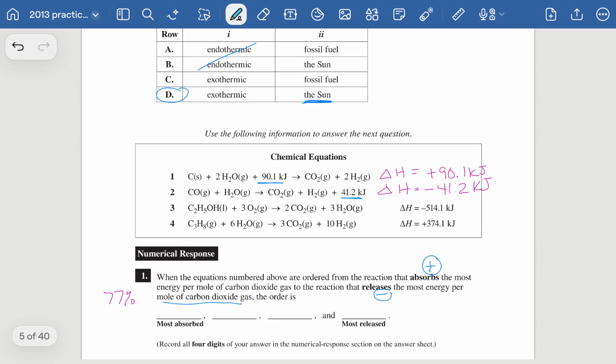So if your equation doesn't have 1 mole, we have to divide the enthalpy to reflect that. So the first two equations have just 1 mole, so we're fine. The third equation we'll have to divide by 2, and that will give us negative 257.05 kilojoules per mole. And then the last one we'll have to divide by 3, just so we're showing again per 1 mole of carbon dioxide. So this is positive 124.7 kilojoules per mole. Then you can order it to most positive, being most absorbed, then the next positive, then to most negative, being what will release the most.